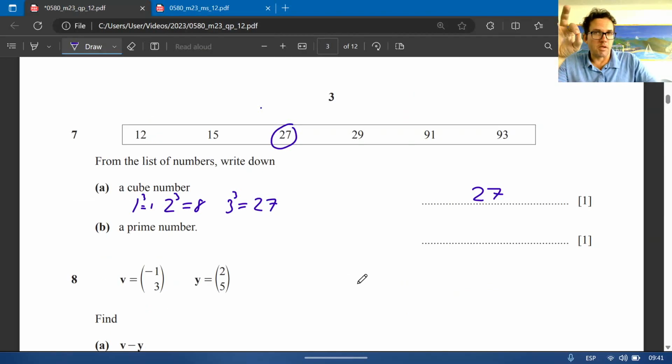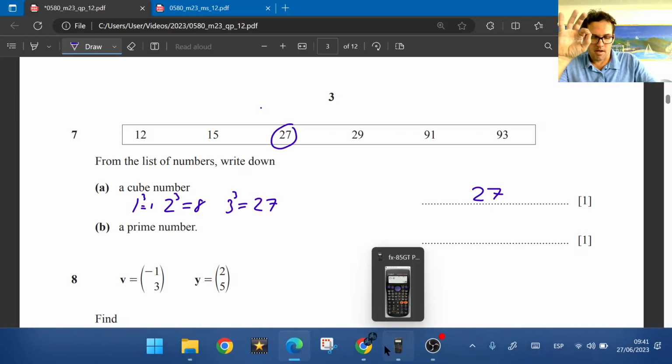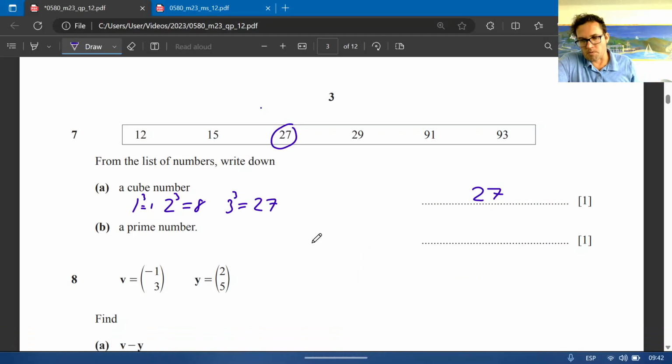A prime number is a number that can only be divided by 1 and the number itself. So, for example, 12 will not be a prime number because we can divide it by 1 and by 12, but we can also divide it by 3, by 4, oh, we forgot about 2 and 6. So that's got a lot of factors. We only need 2 factors.